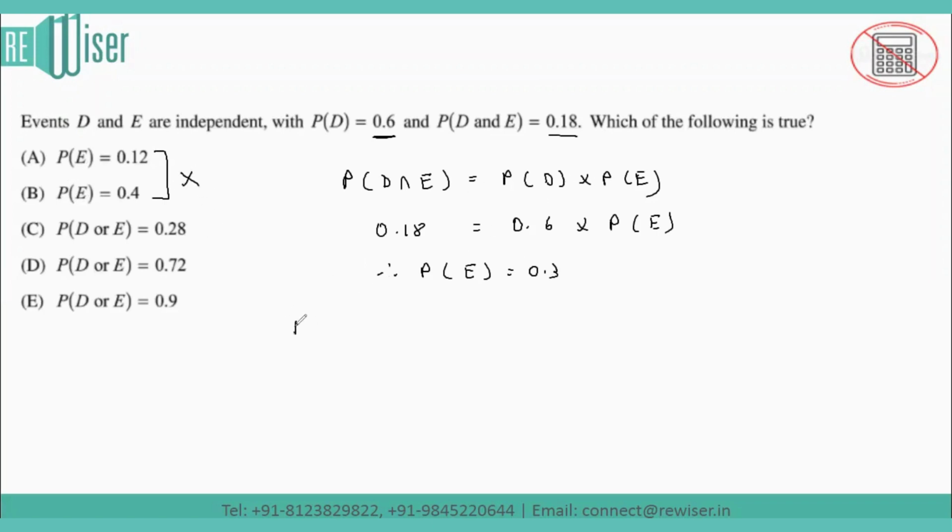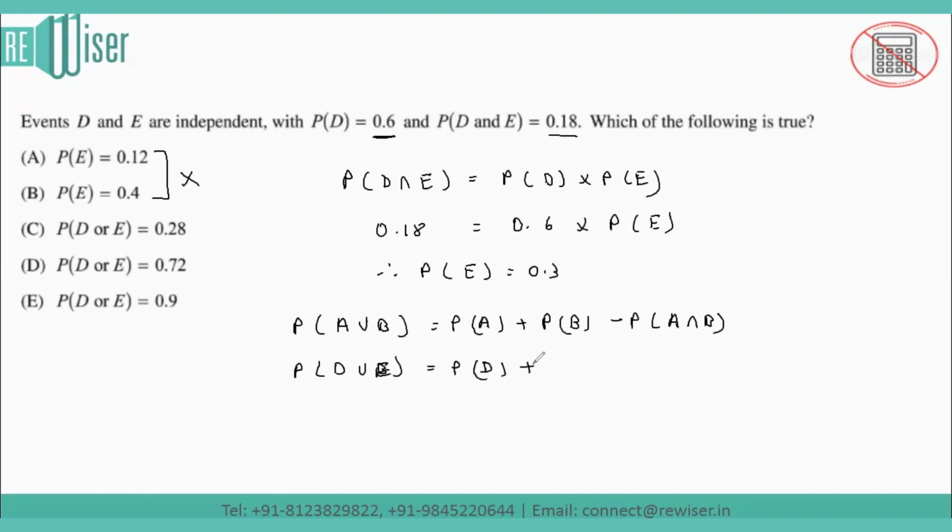Now moving on to the identity that P of A union B is given as P of A plus P of B minus P of A intersection B. So if I apply this formula over here, if I'm writing P of D union E, that should be equal to probability of D plus probability of E minus the probability of D intersection E.